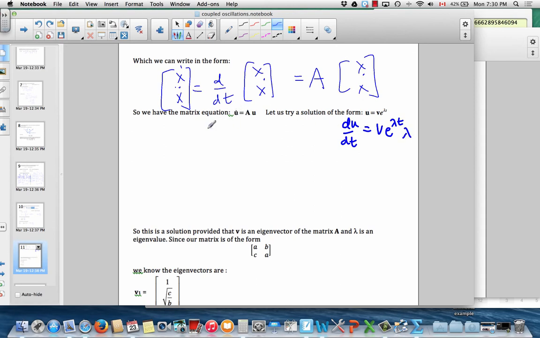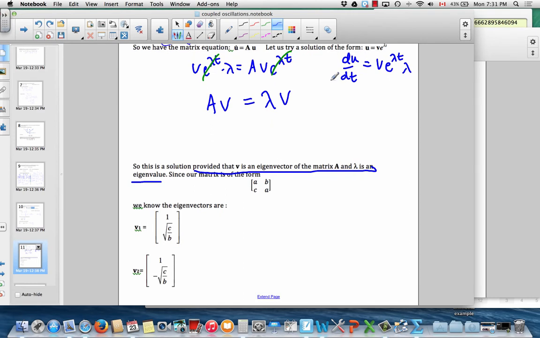So then on this side, you've got v e to the lambda t times lambda, and then on this side, you've got A times u, but we were letting u be v e to the lambda t. So the e to the lambda t just disappears, and you can see, holy smokes, A times this unknown v has to be lambda, a constant, times that unknown v. This thing will be a solution provided v is an eigenvector and lambda is an eigenvalue. So the simple harmonic oscillator has been reduced to an eigenvalue problem.